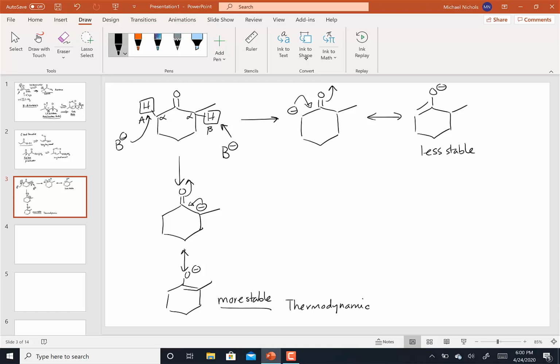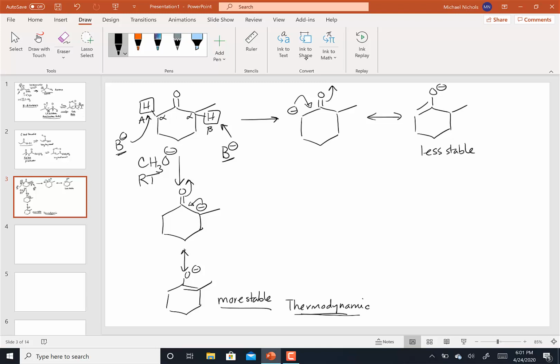Well, what kinds of conditions would give me the thermodynamic or more stable product? Number one, I need to use a base that can get at each one of those alpha hydrogens equally well. So don't use a sterically hindered base. And secondly, for thermodynamics, I'm going to want to use a higher temperature. So typically what we find is that if we use a base, something like methoxide, at maybe room temperature, we would favor the formation of the thermodynamic product.